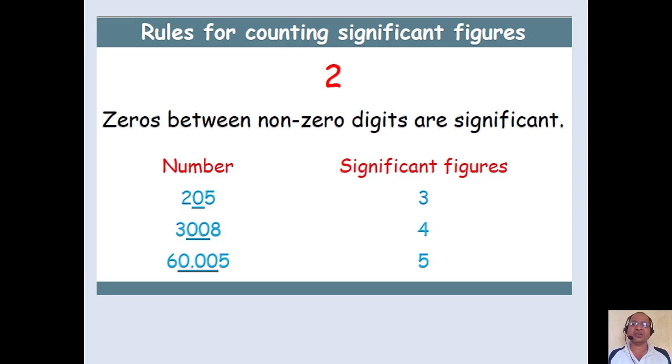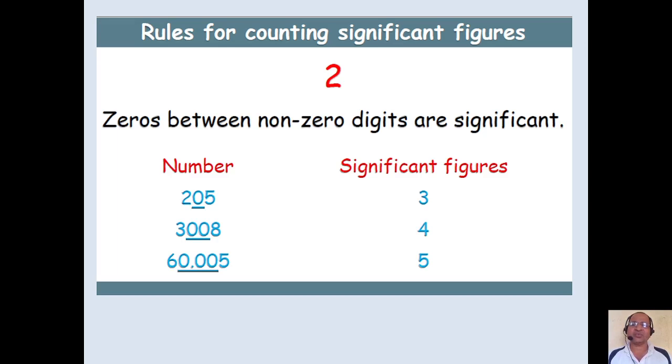Now the second rule, for when there is a 0, and the position of the 0 is important here. The second rule says zeros between non-zero digits are significant. So if any 0 comes in between two non-zero digits, then it should be counted. For example, the number 205. In this case, the 0 comes in between the non-zero digits 2 and 5, so this 0 is significant. So the number 205 has 3 significant figures.